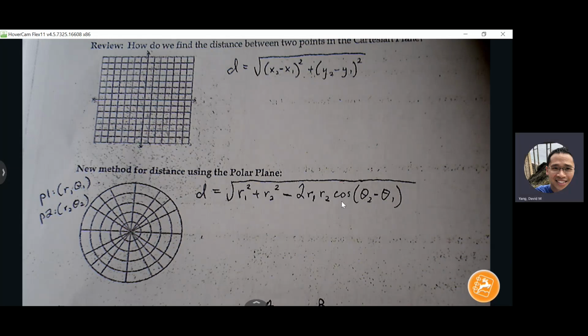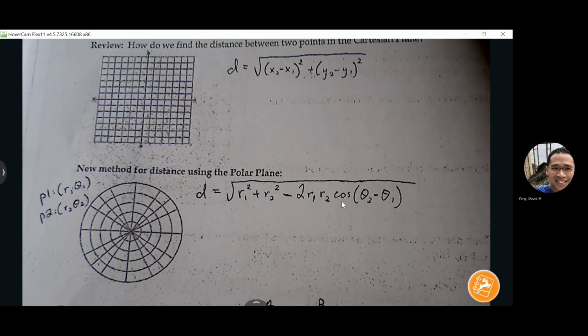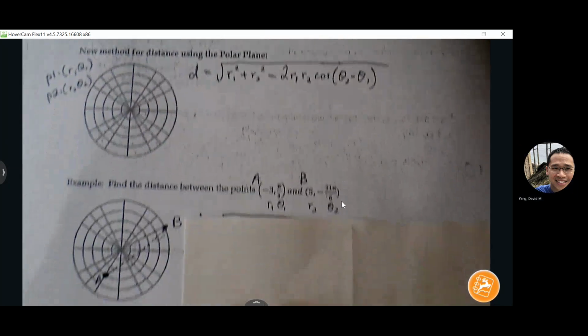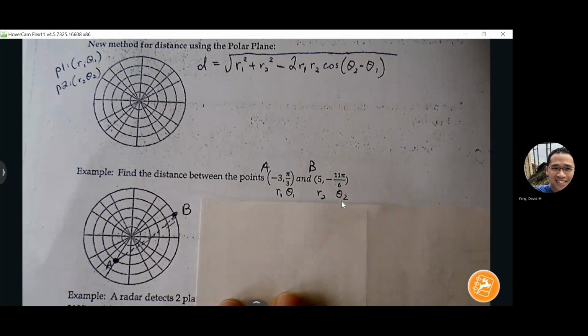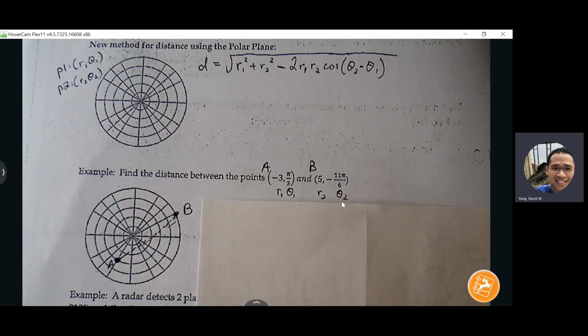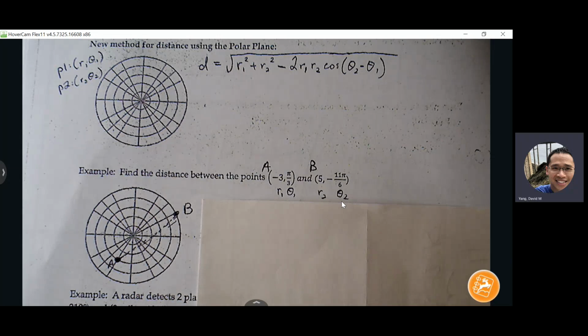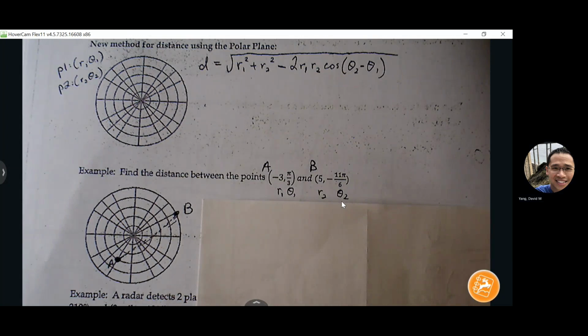Okay, so we're just going to practice that formula with the problem below. Find the distance between the 2 points, (3, -pi over 3) and (5, -11 pi over 6). I'll just go ahead and name them. This is r1, theta 1, r2, theta 2, and we're just going to insert them into the formula above. So 3 squared plus 5 squared minus parentheses 2 times 3 times 5 cosine of negative 11 pi over 6 minus negative pi over 3.